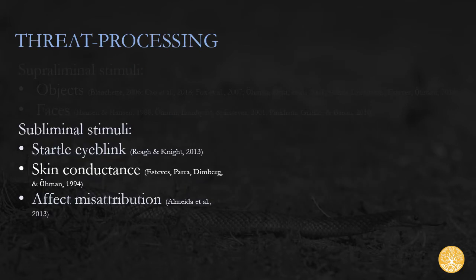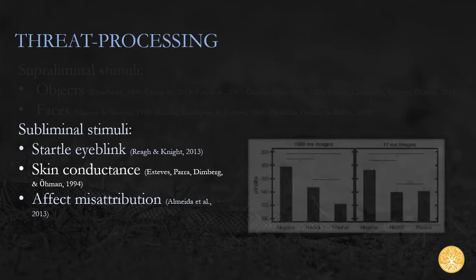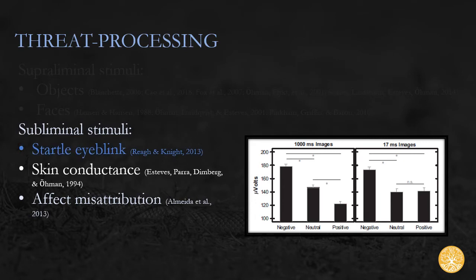This has also been shown for the same types of stimuli, objects and faces, using subliminal presentation. So here's an example of a study using the startle eye blink, which measures the amplitude of the eye blink reflex initiated by a loud noise while viewing or post-viewing subliminal pictures. What you're seeing here is that, subliminally, people blink the hardest when they're probed during a negative relative to a neutral or a positive stimulus, which is similar to the pattern that they show for supraliminal presentations of those same types of stimuli.